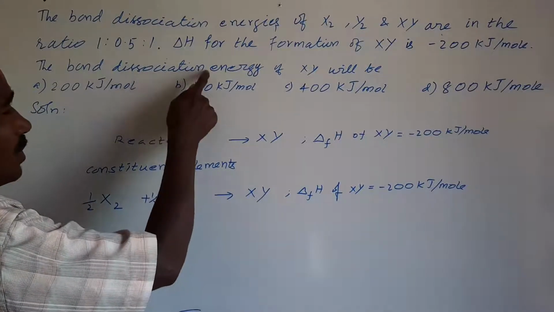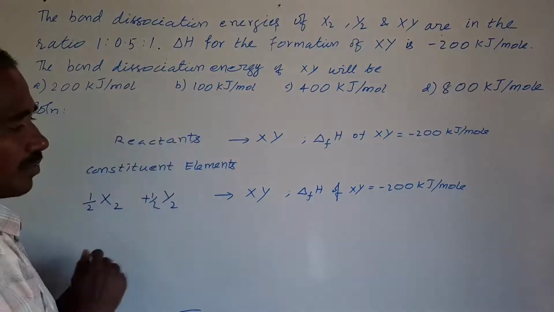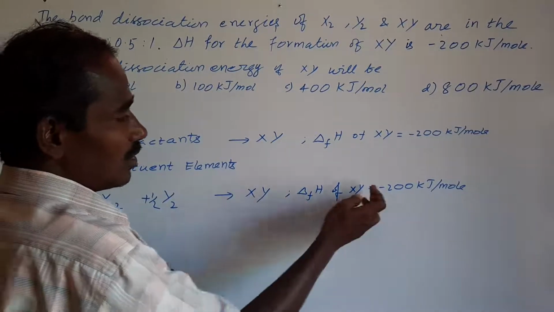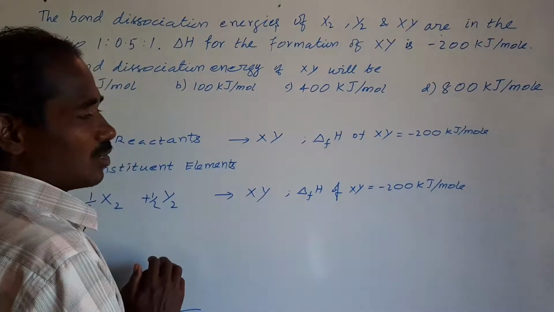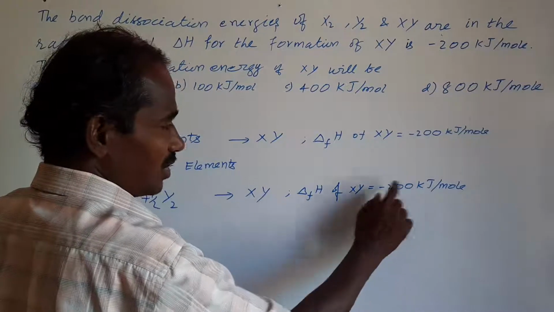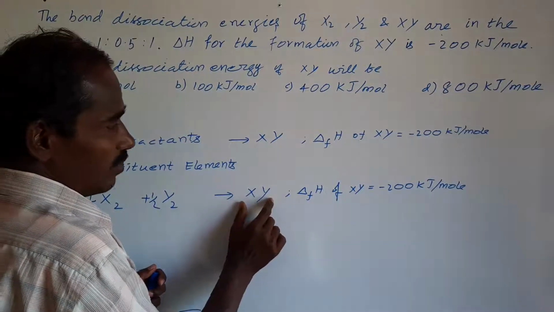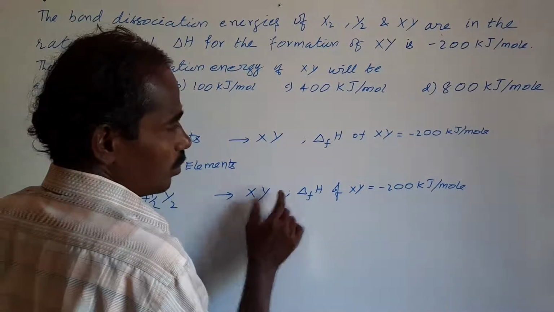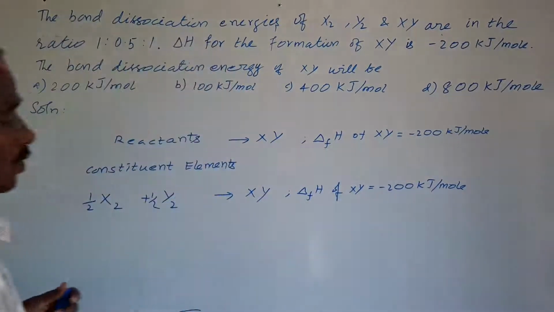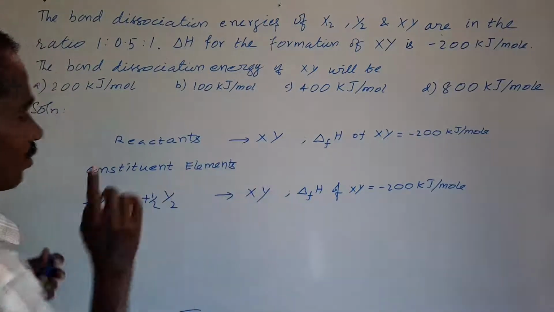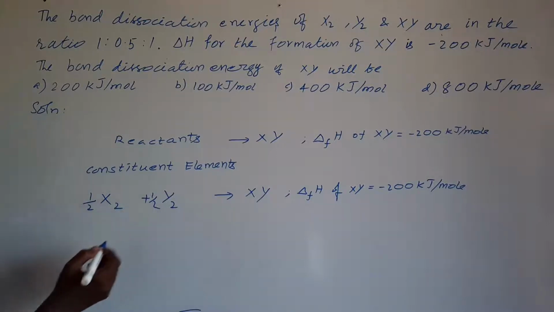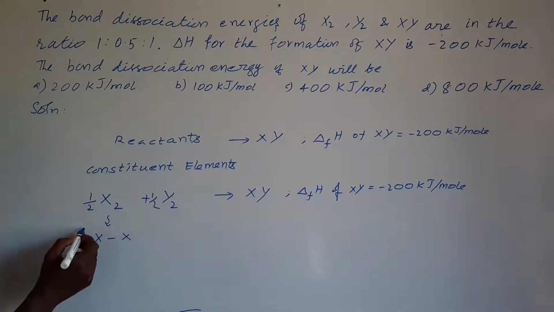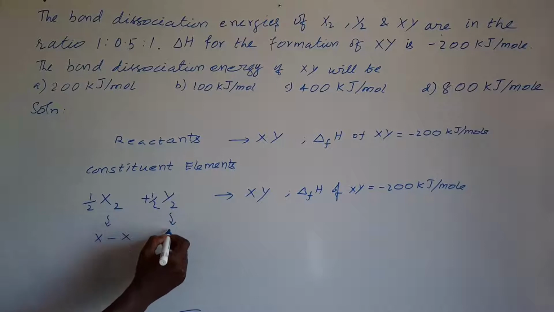Bond dissociation energy means energy required to break the bond. Delta Hf means this much heat is released. Minus means released, exothermic. 200 kilojoule of heat is released on the formation of 1 mole of XY, which is why it is said per mole. So what is the relation between delta H and bond energy? We will see. Now this reaction we will take in terms of bond energy. This X2 we will write as X single bond X. This 1 by 2 also we will write. Y2 we will write as Y single bond Y.